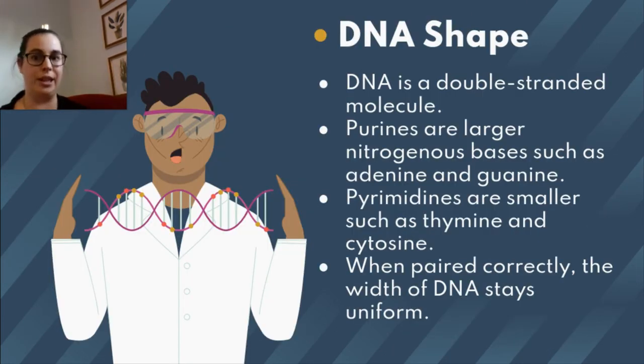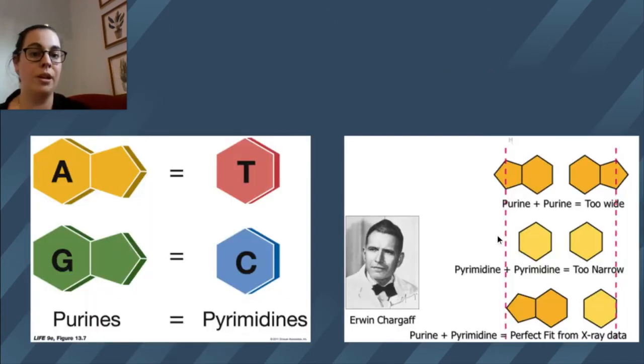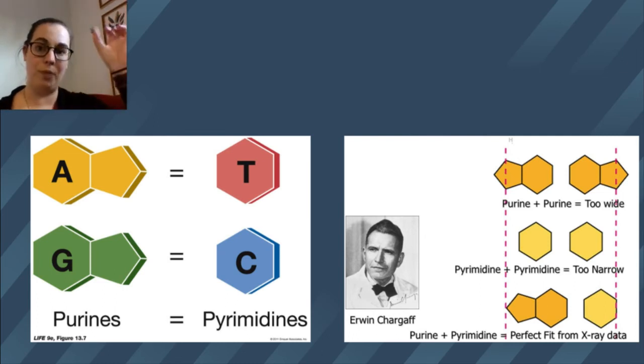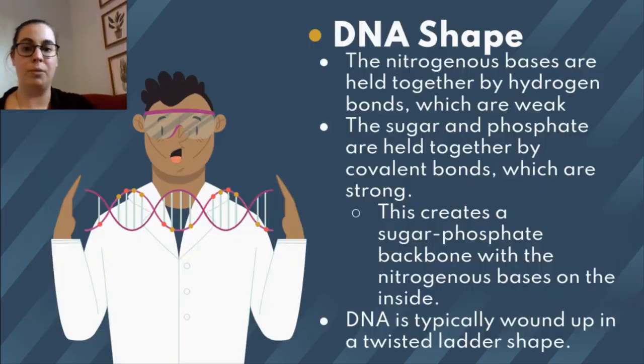This creates our DNA shape. It is a double-stranded molecule. Purines, which are adenine and guanine, are larger. Pyrimidines, such as thymine and cytosine, are smaller. So when they're paired correctly, they always stay the same width. It's uniform. If you look here, purine with a purine, too wide, too big. Pyrimidine with a pyrimidine, too narrow, not good enough. But if you hit a purine with a pyrimidine, if A goes with T and G goes with C, it's the same width all the way down this molecule, which gives us our DNA shape held together by hydrogen bonds.